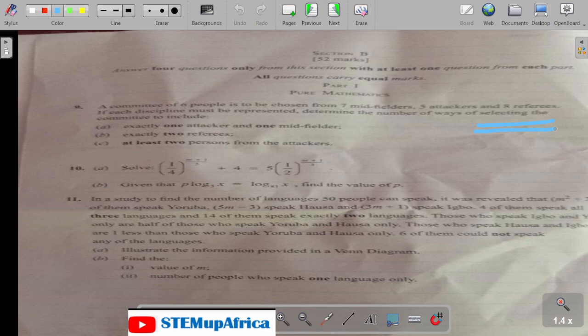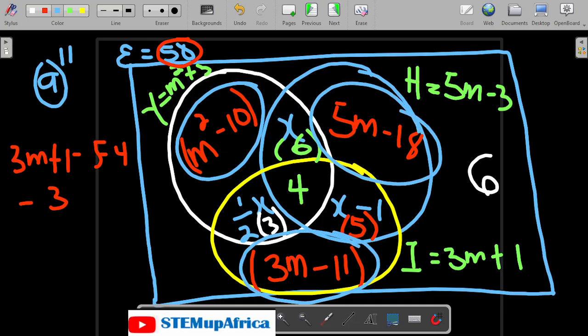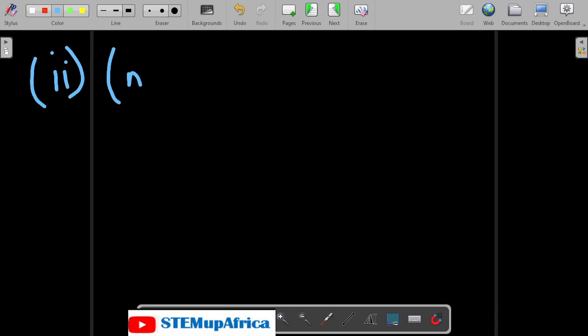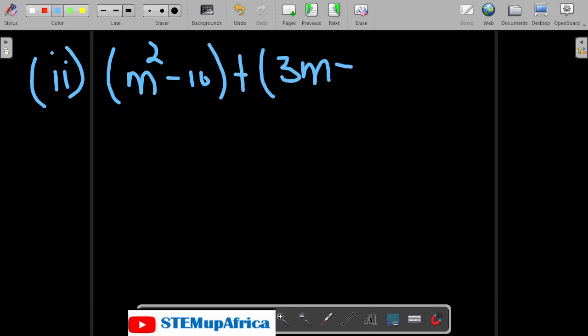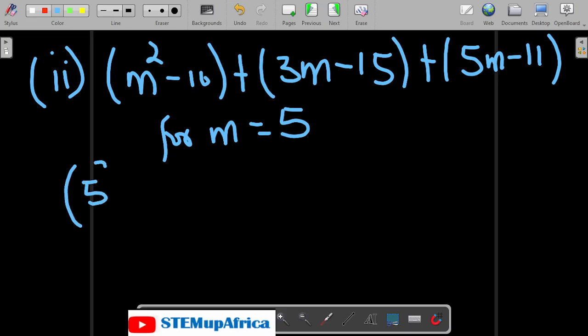Find the number of people who speak exactly one language. Who speak exactly one language here? m squared minus 10, 5m minus 18, 3m minus 11. So in mathematical 2, we are going to have m squared minus 10 plus 3m minus 18 plus 5m minus 11. So don't forget what you have as m, m equals 5. So I'm going to have 5 squared minus 10 plus 3 times 5.